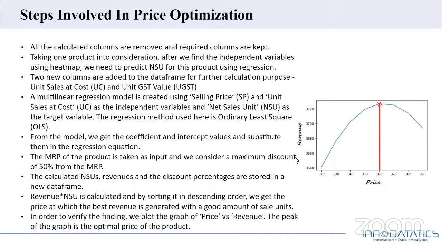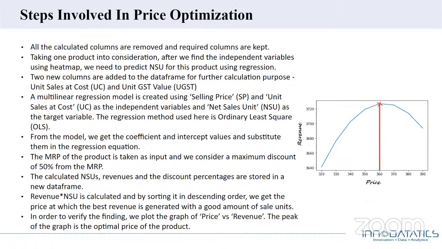Now let's talk about the steps involved in price optimization. As I told, all the calculated columns are removed and the required columns are kept. Taking one product into consideration, after we find the independent variables using heat map, we need to predict the NSU or the net sale unit for this product using regression. Two new columns are added to the data frame for further calculation purposes, which are unit sales at cost and unit GST, UC and UGST.